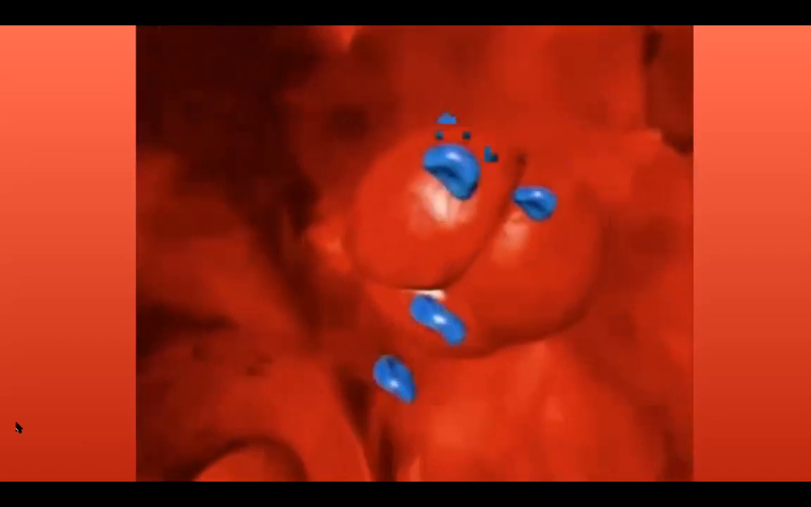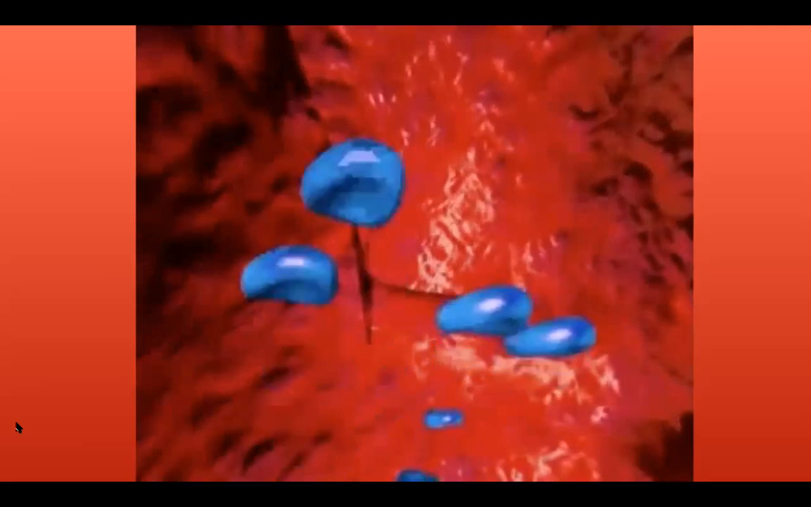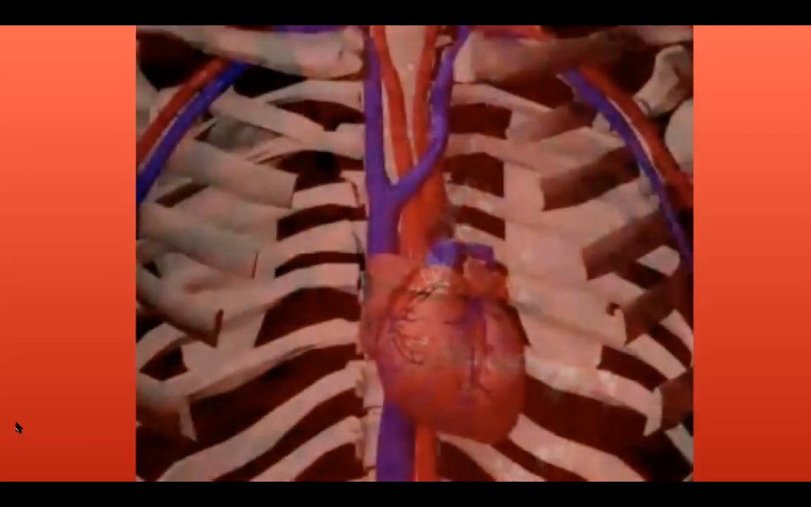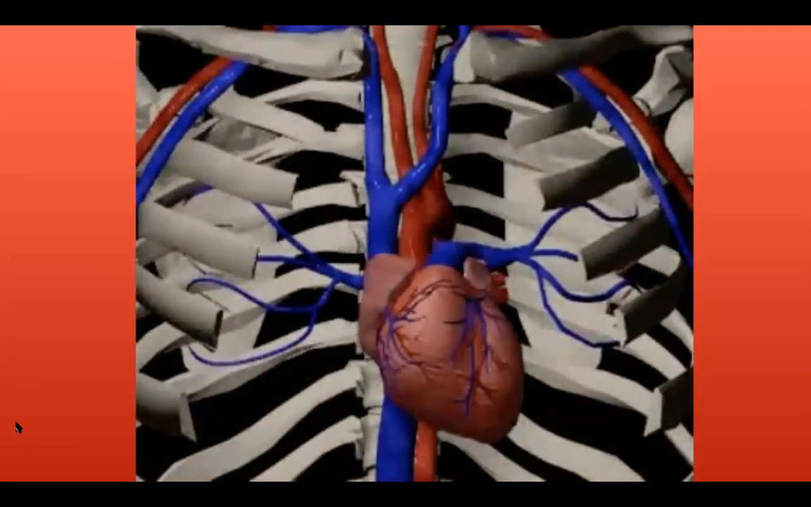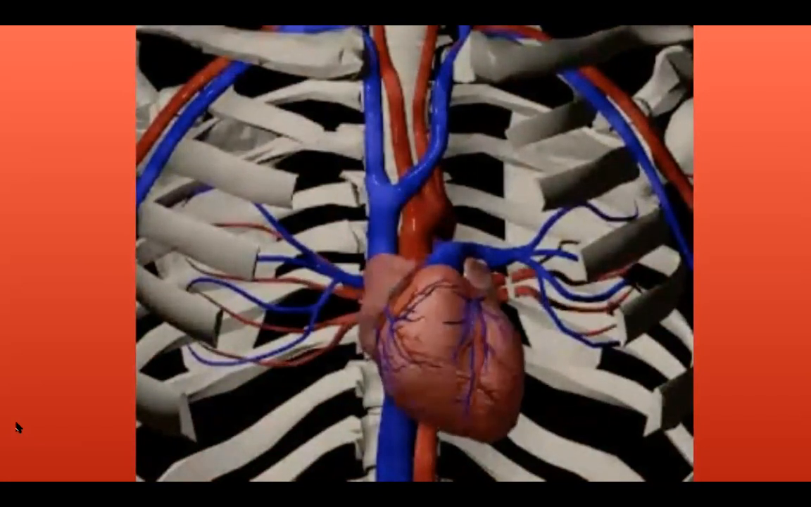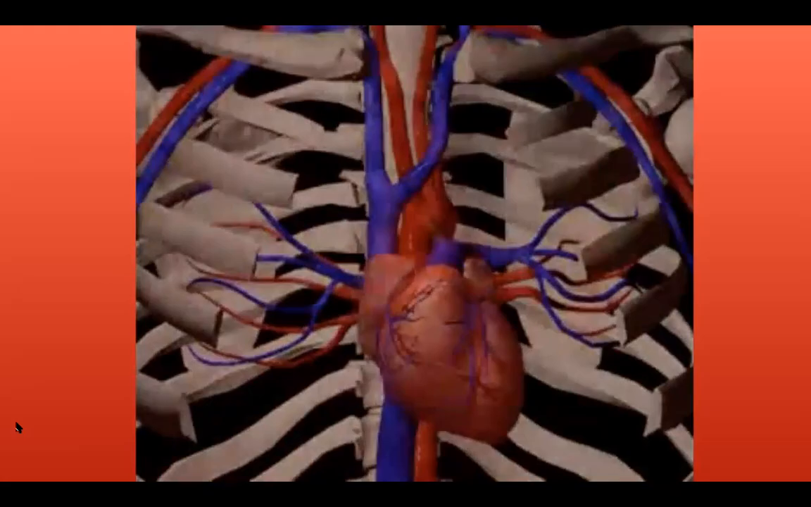Now deoxygenated, blood begins its return to the heart. It passes through increasingly larger veins to eventually reach the right atrium. It enters the right ventricle, which pumps it through the pulmonary arteries into the lungs to pick up more oxygen. Oxygenated, blood re-enters the left atrium, moves into the left ventricle, and the blood's journey begins again.